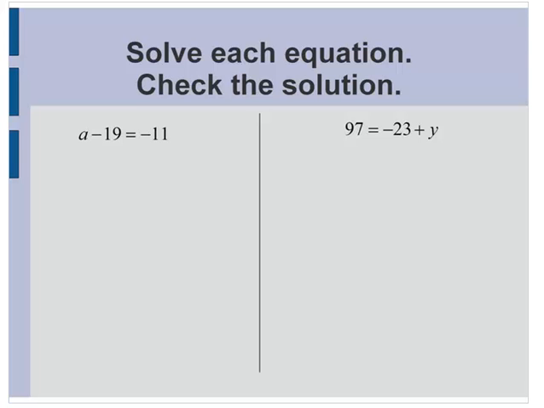Alright, so if we have a minus 19 is equal to negative 11, we would simply add 19 to both sides of the equation. So a, right, because negative 19 plus 19 is 0, and so now we have a equals negative 11 plus 19, and so a equals 8.